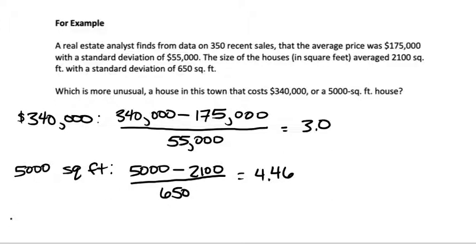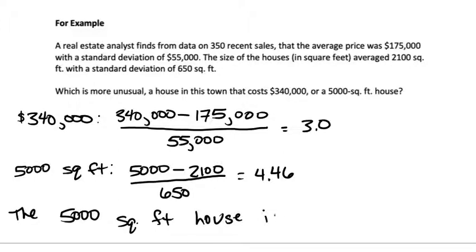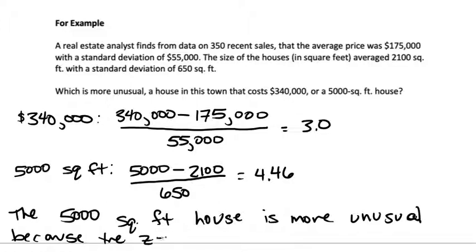So the 5,000 square foot house is more unusual because the z-score is further from the mean.